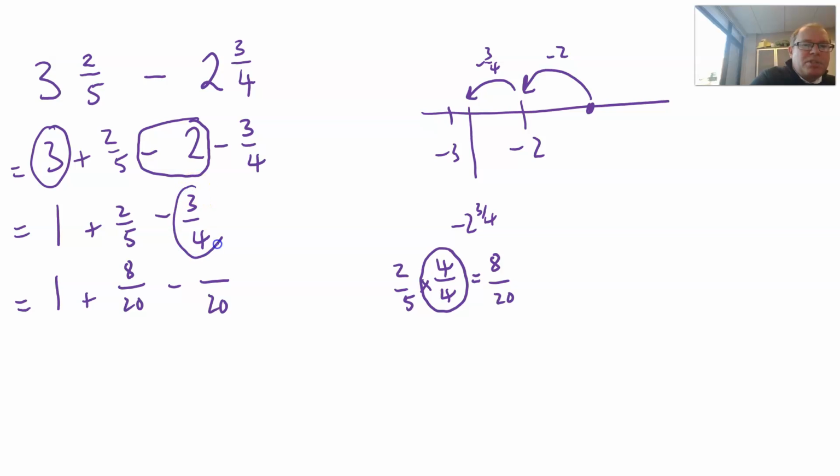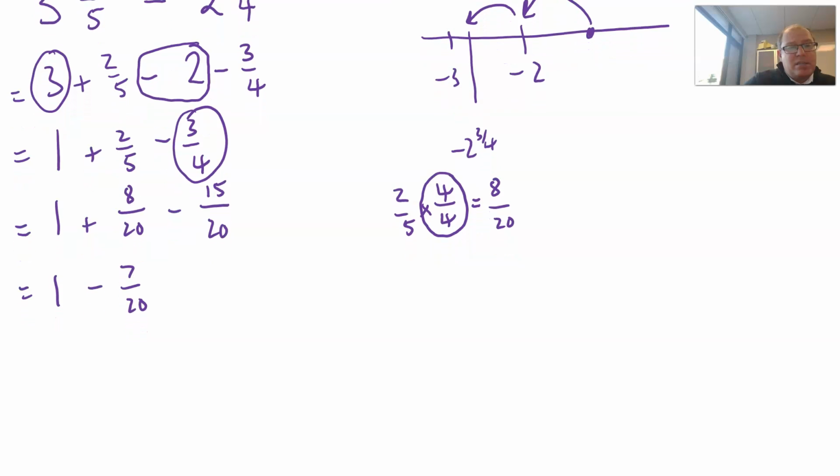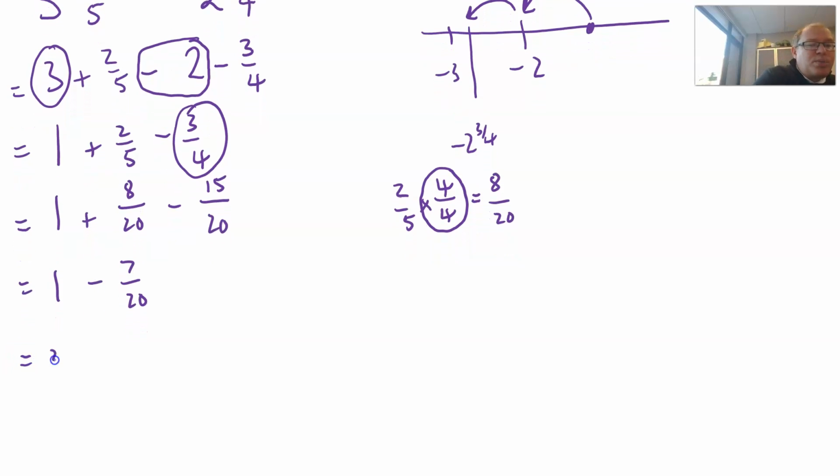Here, the one I'm multiplying by is, of course, 5 over 5. 4 times 5 is 20, and 3 times 5 is 15. So I end up with 1 minus 7/20. And you can either do that in your head is 13/20, or you can rewrite the 1 as 20/20, because 1 is 20 over 20, minus 7/20, and count how many 20ths you've got.